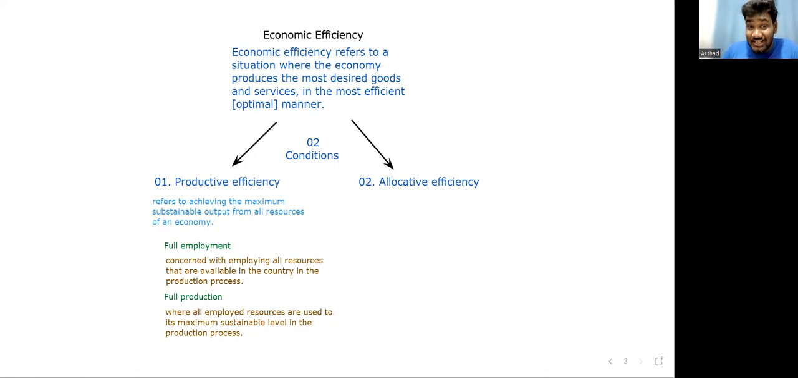See, what is full production? Where all the employed resources, that means all the 100 people that I'm talking about, are used to their maximum sustainable level. Now, why is this word sustainable here? Can you tell me, guys? For example, what is the usual number of hours a person works a day? How much is the average? Roughly around 8, 9. Yeah, that's the sustainable level, right?